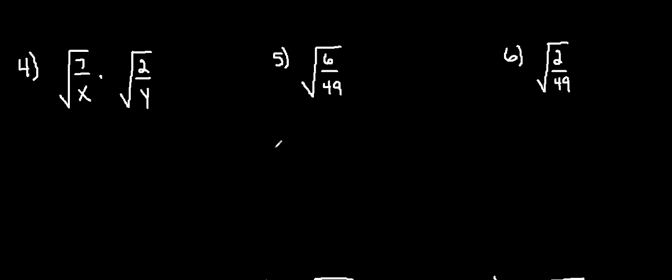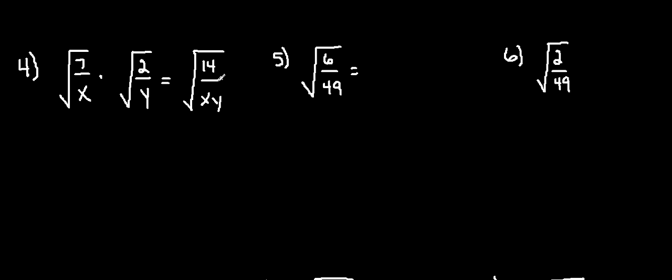Let's go on to this next row of problems. So here, what do you think I'm going to get here? I'm going to get numerator over denominator, so I'll have 7 times 2 is 14 over xy, which is x times y, and that's all I can do with this. I don't have a square root of anything that I can take out.